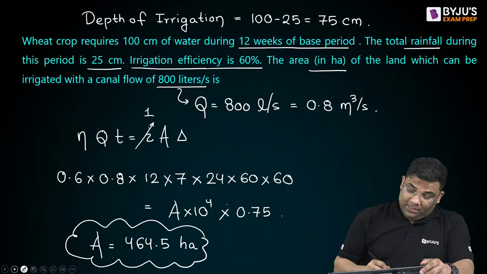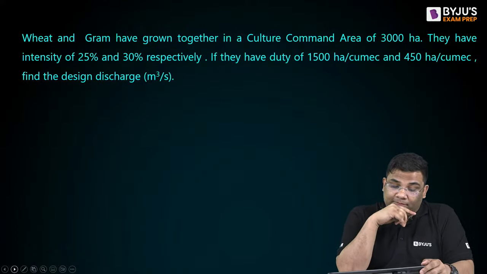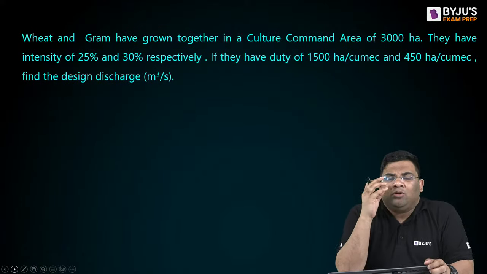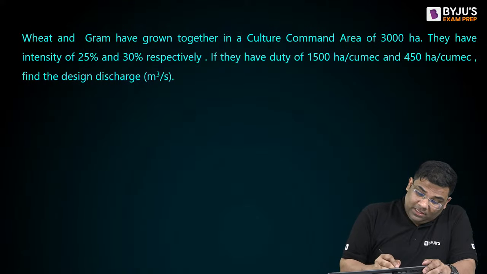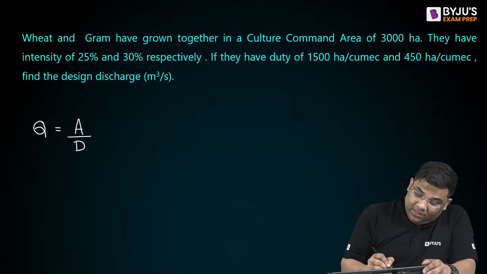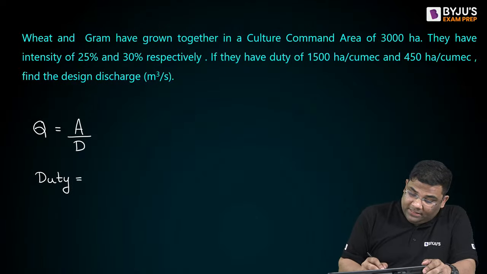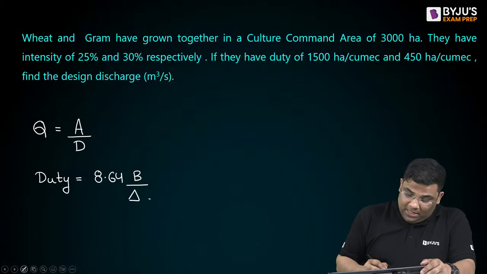Now, let us solve a very straightforward question. When you are doing the irrigation, I told you one formula, right? That your discharge is equal to area by duty. And duty is equal to what? Duty is equal to, I can say, 8.64 B by delta. Very nice. This formula we saw.